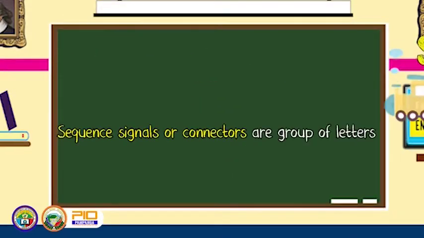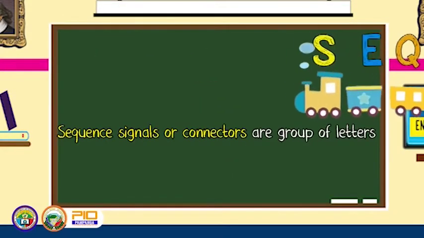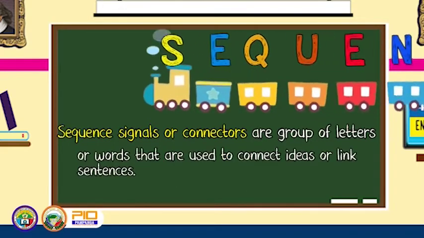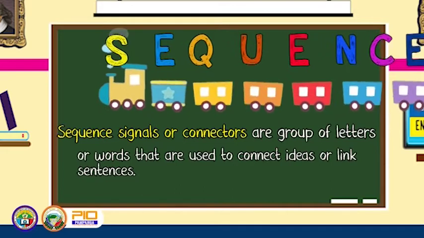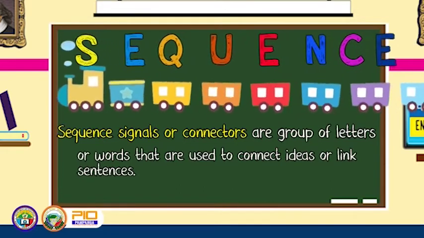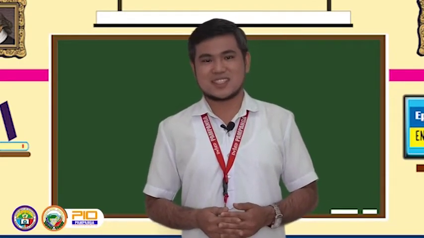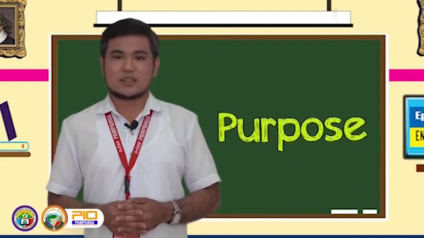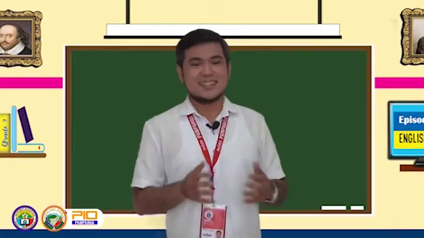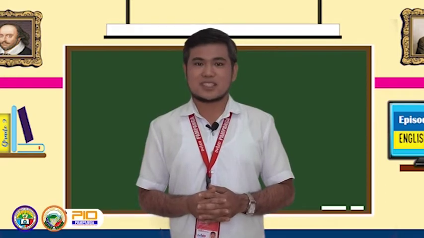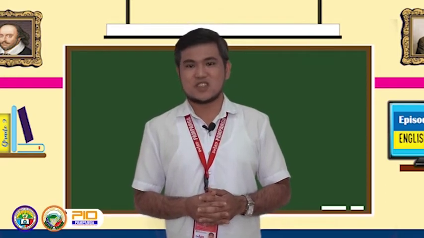Sequence signals or connectors are a group of letters or words that are used to connect ideas or link sentences. To fully understand what I stated, let us talk about them and their functions. We use sequence connectors to talk about the purpose. Let us listen to conversations that use words or connectors highlighting the first function.